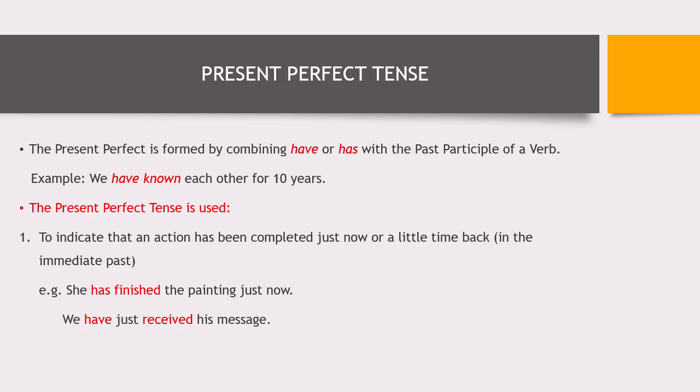Present perfect tense. The present perfect is formed by combining have or has with the past participle of a verb. Example. We have known each other for 10 years. The present perfect tense is used 1.